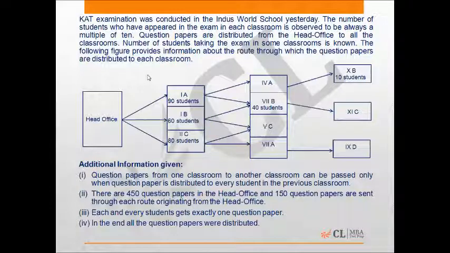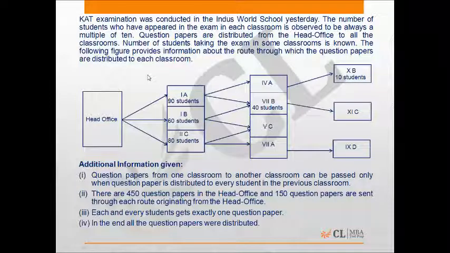paper to classroom first A reaches directly from head office, and to classroom 11C reaches from 7th B, and some additional information is also given. Question paper from one classroom to another classroom can be passed only when question paper is distributed to every student in the previous classroom, which means question paper from class 7th B to 11C can only be passed on when all the 40 students of 7th B have got test papers.